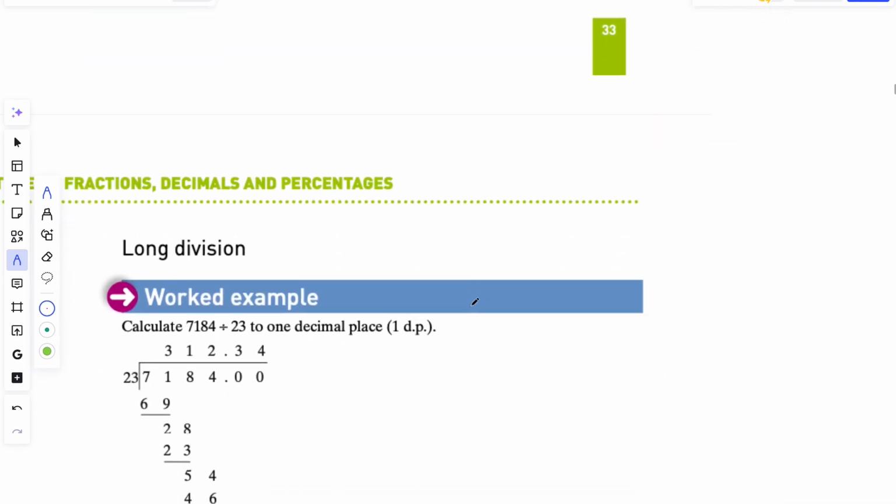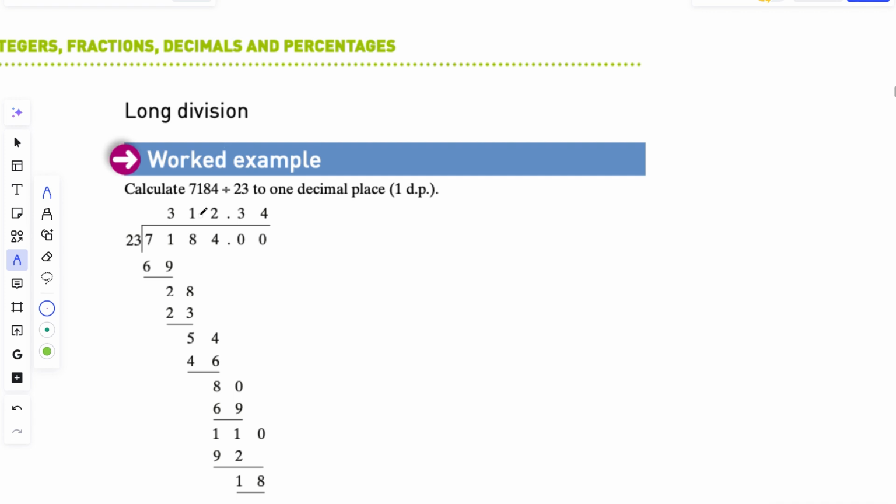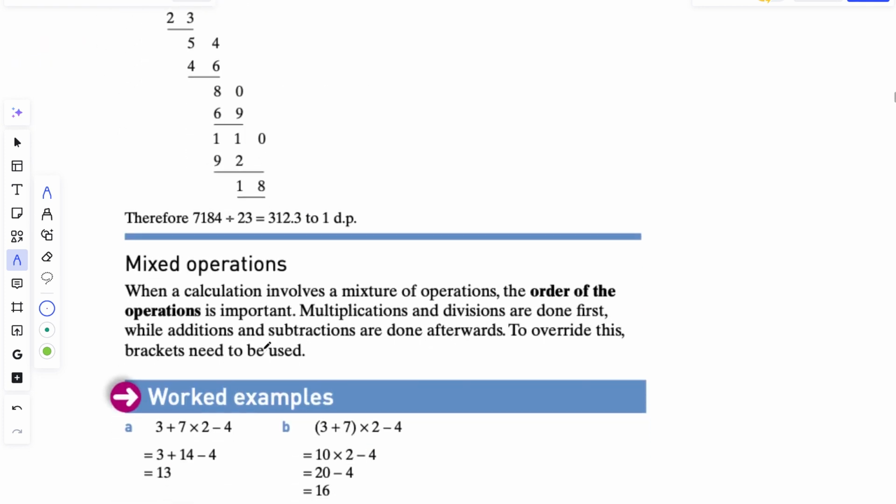Let's move on because we have a lot of things to do. There's another division which you can also explore. Here you say 71. How many times can 23 go into it? 3 times. So you can try this long division and see how it works for you.